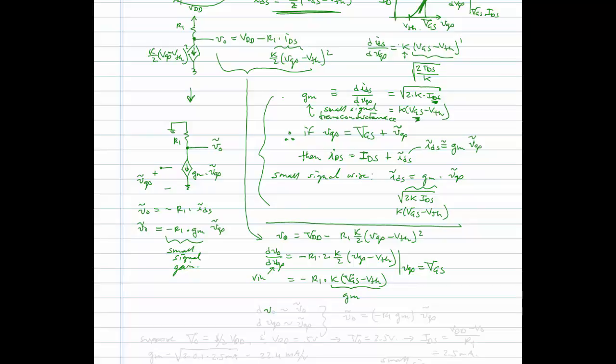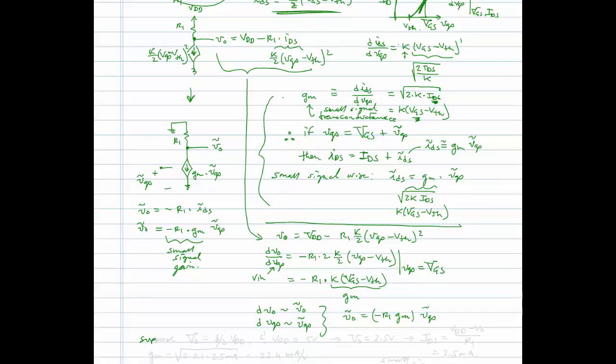So we can equate essentially dVO as being the same as small signal VO, and dVGS as our small signal tilde VGS. This leads us to writing small signal VO is equal to minus R1 GM times small signal VGS. So that's our slope. Let's work an example here, or that's our gain, I'm sorry.